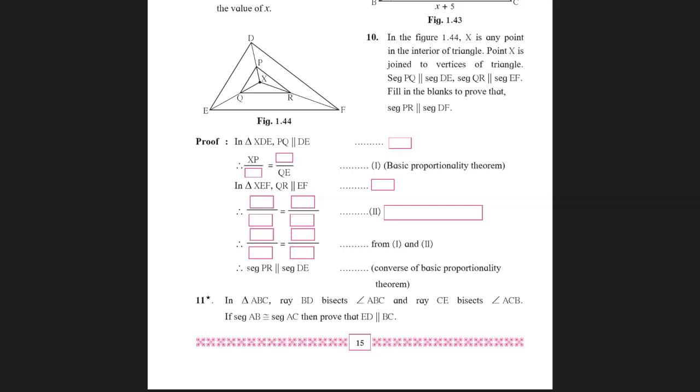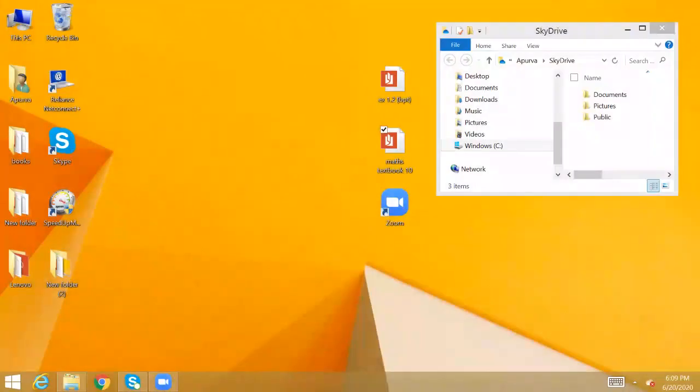Question number 11. This is the last question in the exercise. In triangle ABC, so you will draw a figure, triangle ABC. Ray BD bisects angle ABC. Ray CE bisects angle ACB. If segment AB is congruent to segment AC, prove that ED parallel to BC. It will be clear only when you draw the figure. So we draw the figure.